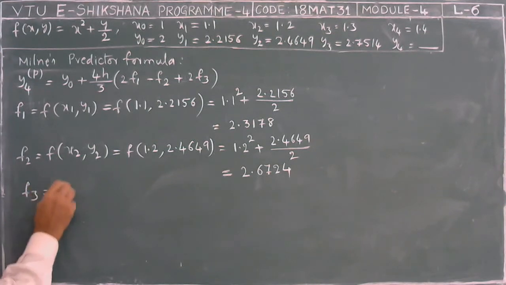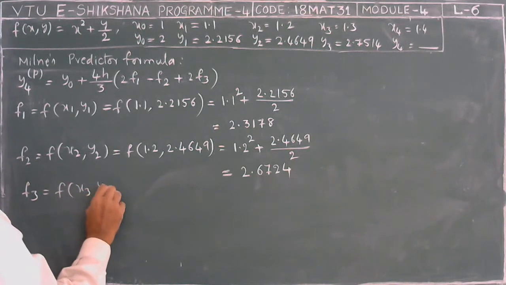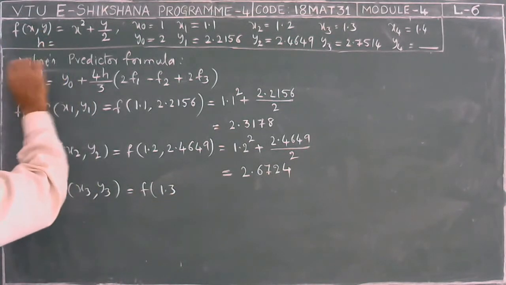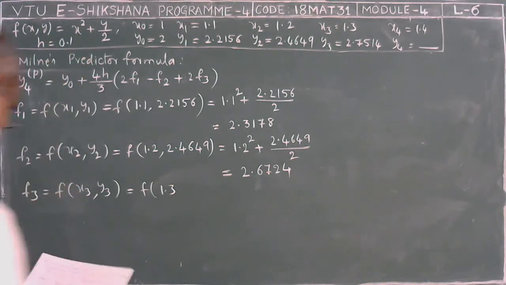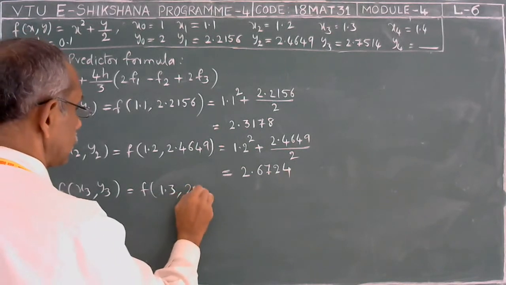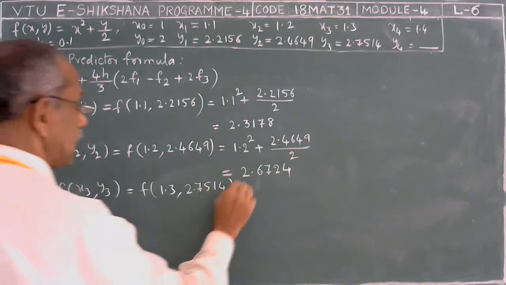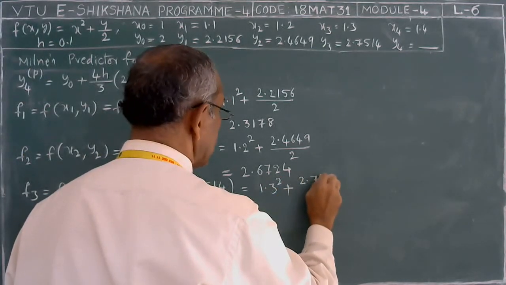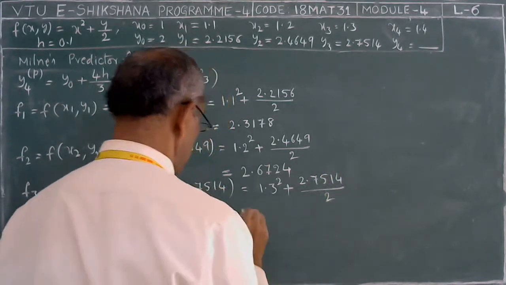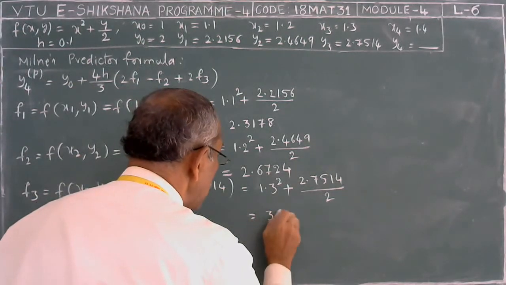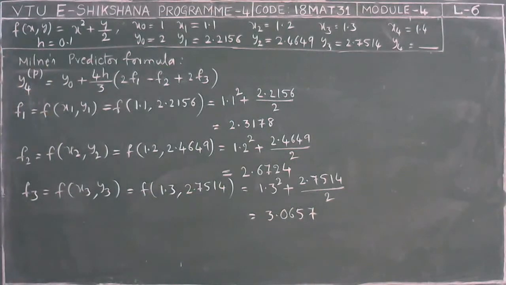Now I need one more quantity, that is f3, which is f of x3 comma y3. So this is equal to f of 1.3. What is your h here? h is 0.1. So f of 1.3 comma y3, 2.7514. Using the definition, this is 1.3 square plus 2.7514 divided by 2. If you calculate using the calculator, you get f3 equal to 3.0657.